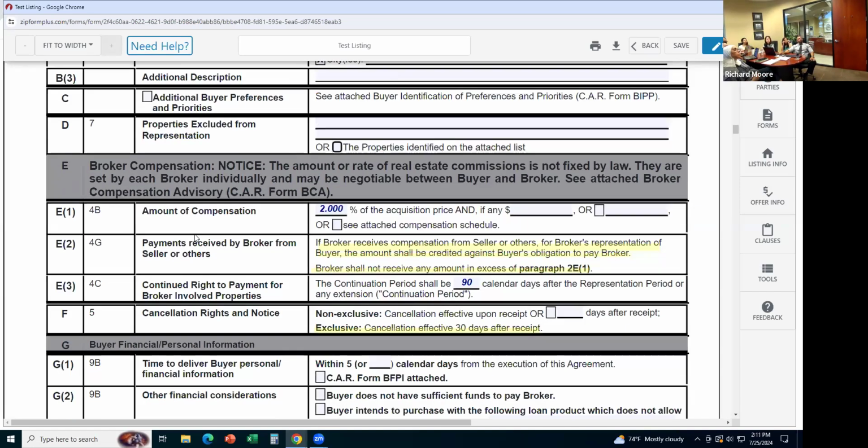So now we're going to talk about broker compensation, and notice, the amount or rate of real estate commissions is not fixed by law, and it's never been fixed by law. We all know this, they're trying to make us look like criminals here.